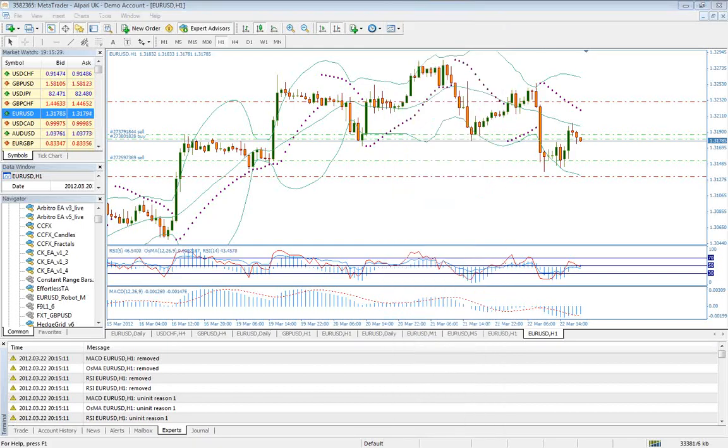A question from Michael: does this work well with the new US rules? Hedging, yes, it is compliant with the new US rules. It will not enter a sell order if you are in a buy order, and otherwise. So the CCFX individually is totally compliant with all of the rules. It will enter only one trade at a time.